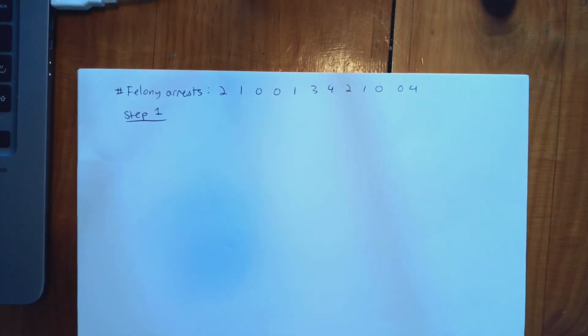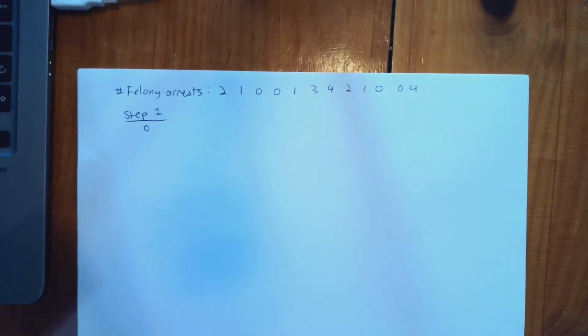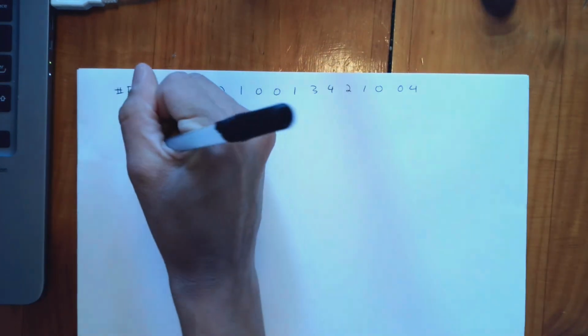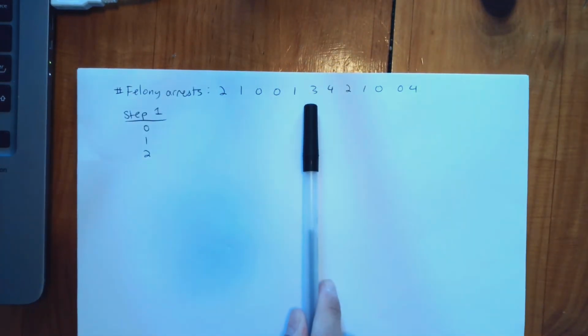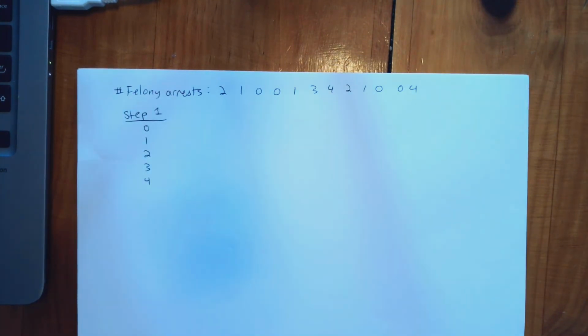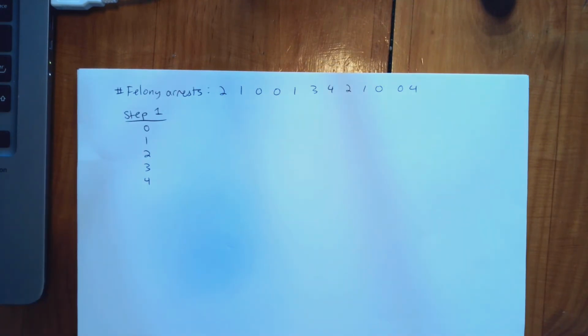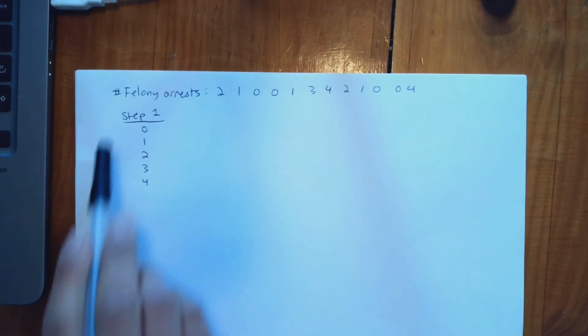And if you look through this list of numbers, you can see that we have some people with 0 arrests, some people with 1 arrest, some people with 2 arrests, someone with 3 arrests, and some people with 4 arrests. So that's our first step. We've listed out all the different values that this variable takes on in our sample. And note that I listed them in order from least to most, and this is generally how you're going to want to do these.